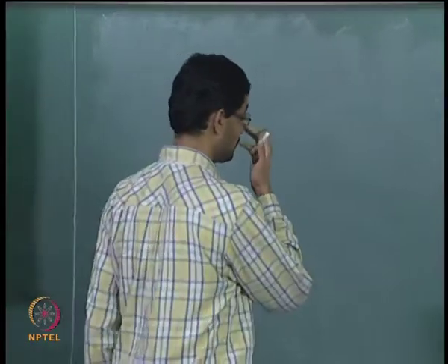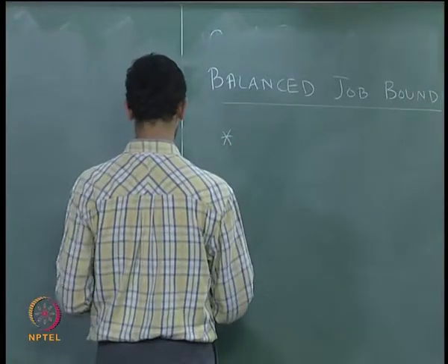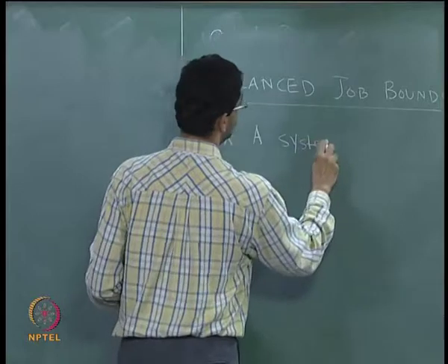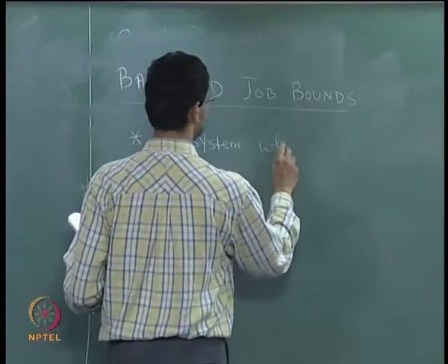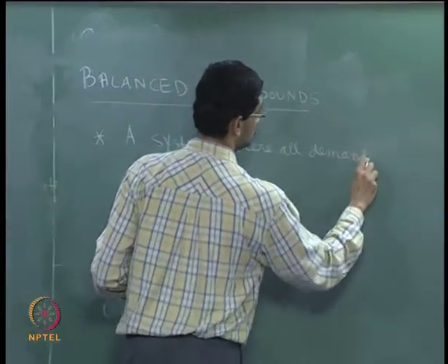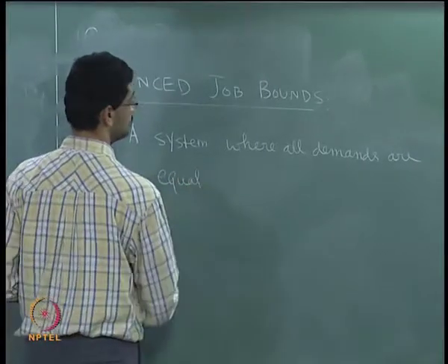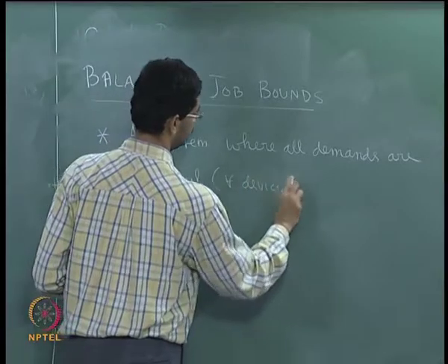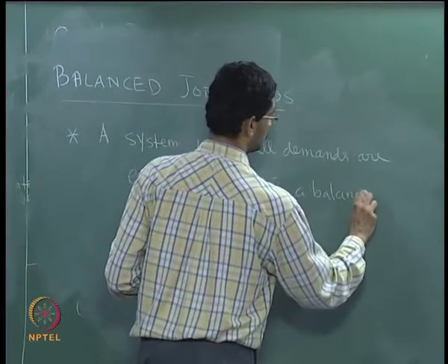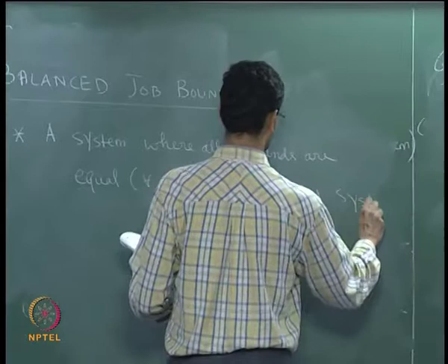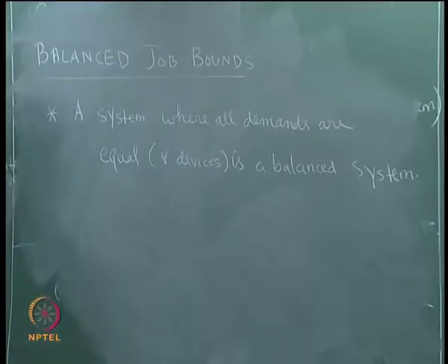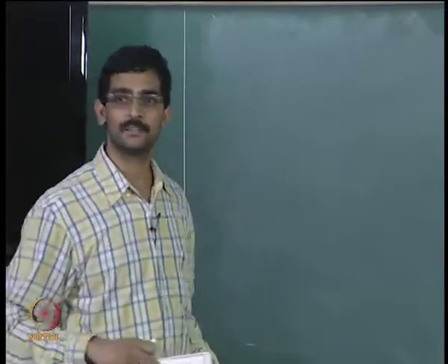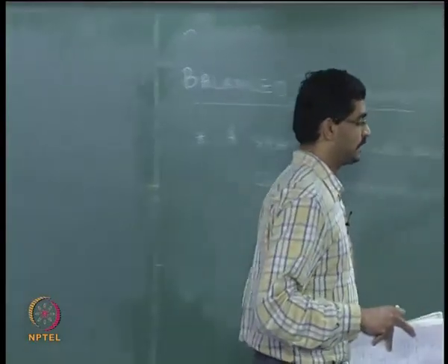Okay, so what is a balanced job system, right? There is a definition for that. A system with technically no bottleneck device, where all the demands are equal for all the devices. This is a balanced system. That is the definition. So all the di's are equal, therefore there is no single bottleneck device, basically all devices are bottlenecks, whereas if there is one device which has d max, then that tends to be the one that dictates your throughput, right.